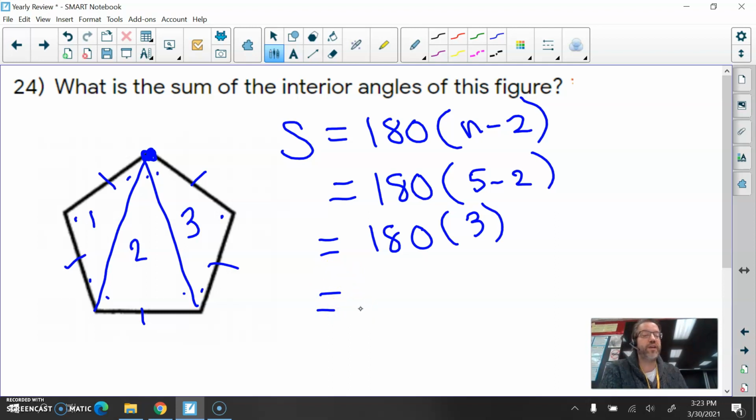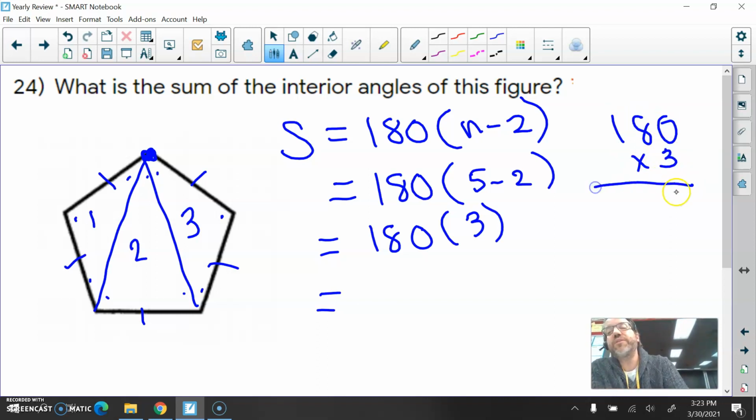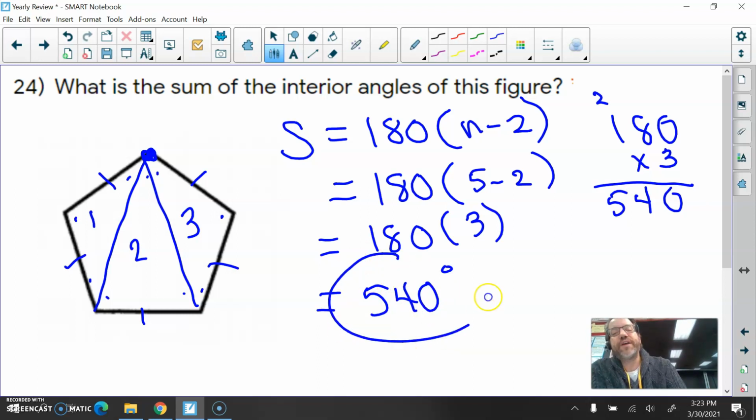You can use a calculator, or you can show it by hand. It's going to be 540 degrees. Watch. 3 times 0 is 0. 3 times 8 is 24. Here's my 4, carry the 2. 3 times 1 is 3, add 2, that's 5. So we have 540 degrees. That's the sum of the interior angles of that pentagon.